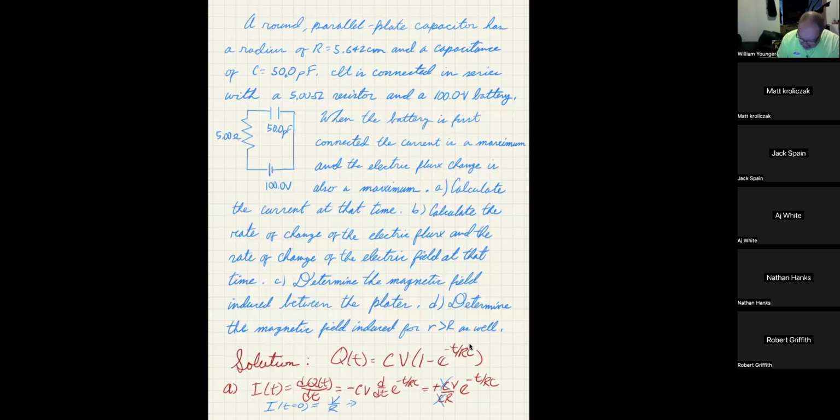Switching back to red, just to keep things spicy, I get I is equal to 100.0 volts over 5.00 ohms, which is 20.0 amps. So that's all I can fit on the bottom of this page, but I'm surprised I was able to fit that, so I feel okay. So that's the actual part A, calculate the current at that time. The current at that time was in fact 20.0 amps. Anybody have any questions on that?